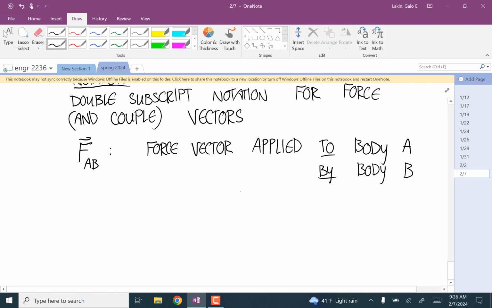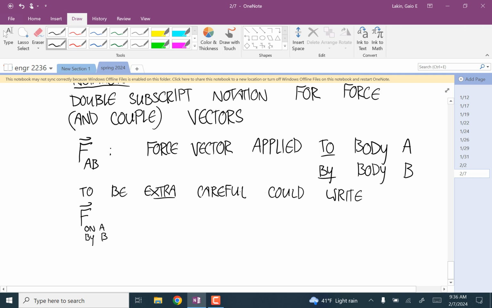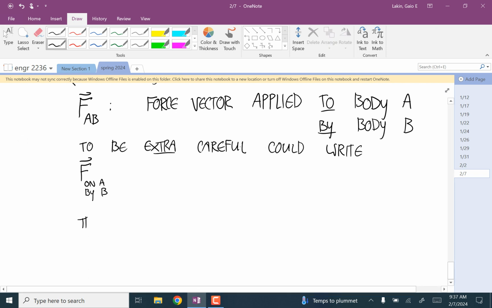You always can do, if you want to be extra careful, you could write the force vector on A by B. And that's probably a good thing to do if you're in an environment where people aren't necessarily going to use the same notation as you. But no matter what order you use this notation in, in this class I want you to use the one I use. What's the benefit of that? The benefit is that Newton's third law gets very easy to represent.